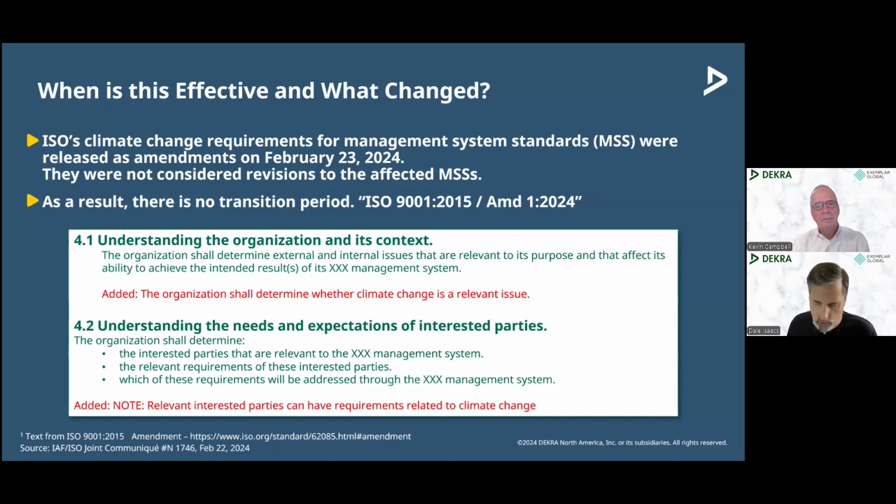4.2, you'll recall, is interested parties managing their needs and expectations. The note that was added says that relevant interested parties can have requirements related to climate change.